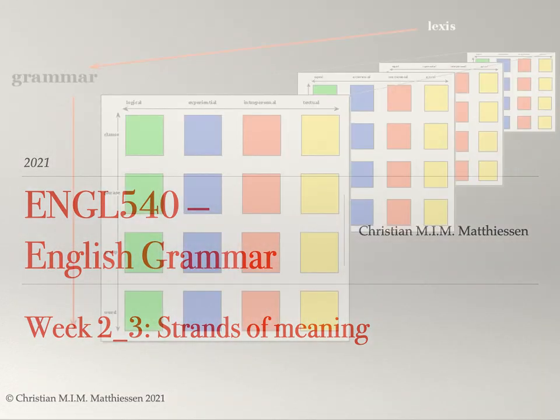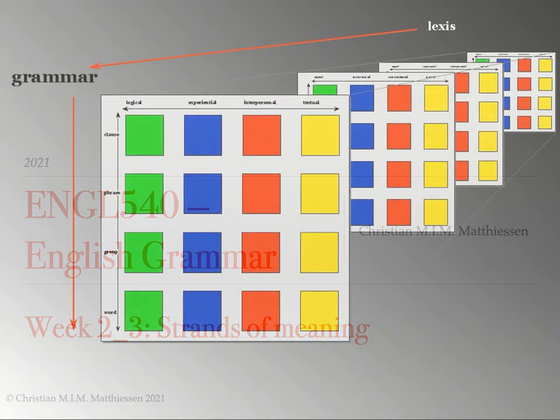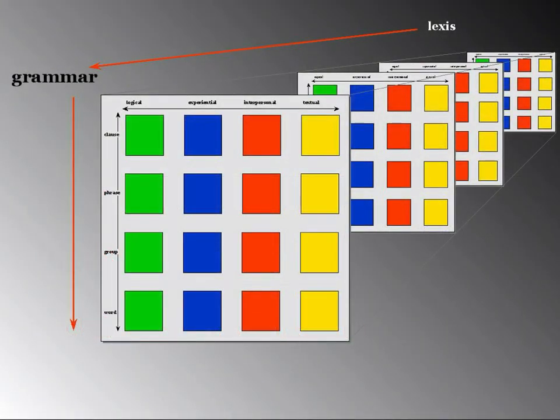You're now working up towards the map that I use on the cover slide, the function rank matrix. On the vertical axis, you have the ranks, clause at one end, word at another. I haven't represented morphemes, making up words here, and then intermediate between the two, group and phrases. In this segment, we look more at the strands of meaning, the metafunctional strands of meaning: textual, interpersonal, experiential. We'll come to logical later.